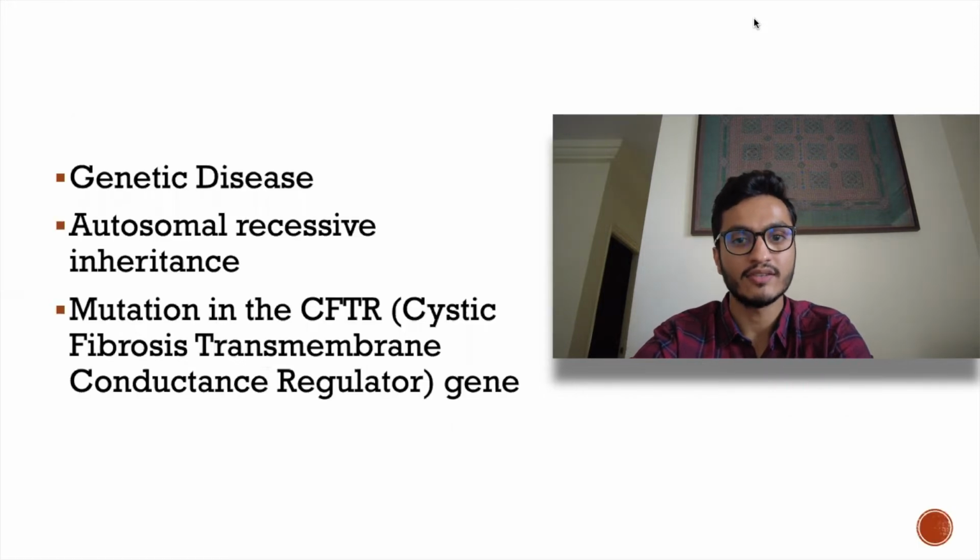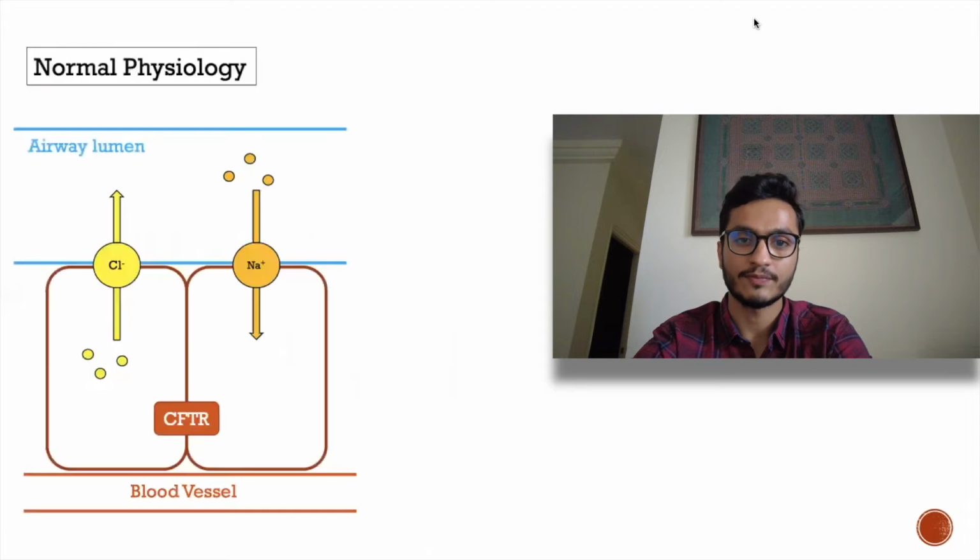Cystic fibrosis is a genetic disease with autosomal recessive inheritance. The main reason behind this disorder is the mutation in the cystic fibrosis transmembrane regulator, or the CFTR gene. In a normal human being, this gene mainly controls the transfer of chloride and sodium ions across the channel present on the apical membrane. These channels are responsible for efflux of chloride ions from the intracellular region to the luminal region and the influx of sodium ions from the luminal region.